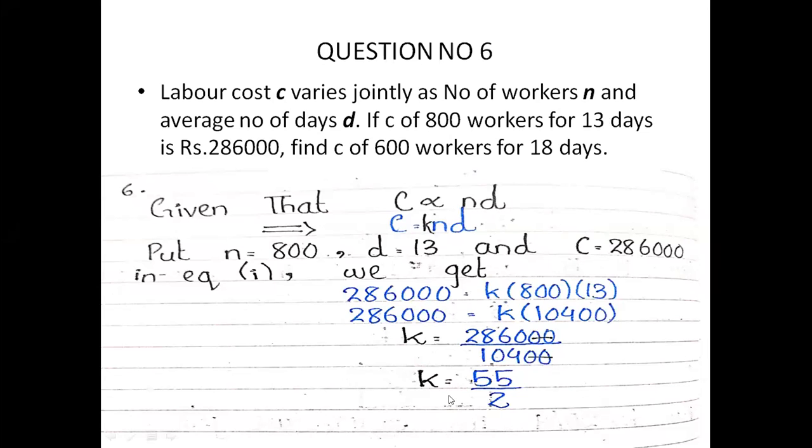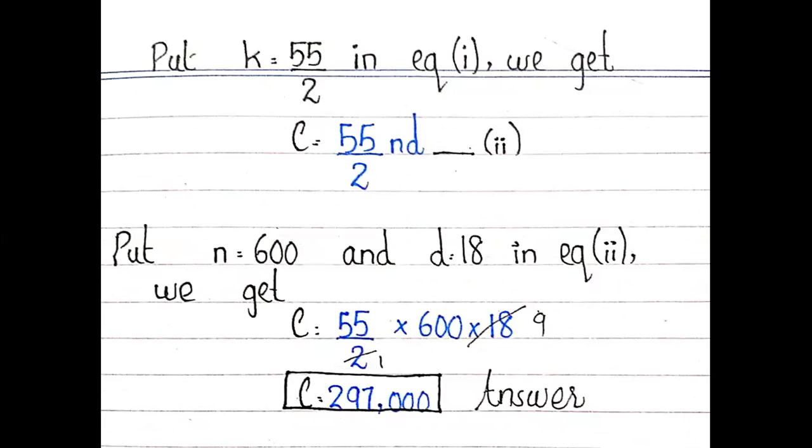Now we know that 55 is not divisible by 2, so we are going to let it stay as it is. So the value of our constant is 55/2. And now we are going to put the value of K, that is 55/2, in equation number 1. So putting it in equation number 1, we get C is equal to 55/2 and D. This is equation number 2.